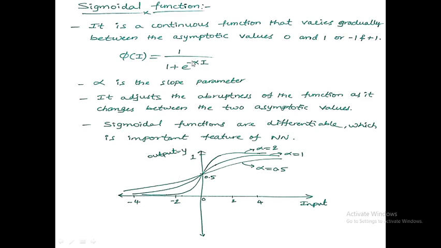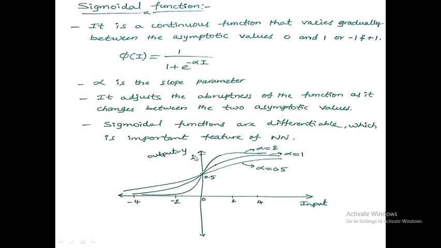Here alpha is nothing but the slope parameter. By varying this alpha value, the slope of that curve will change. Capital I is nothing but the input. First you adjust the slope value, then by changing the input value with that corresponding slope, you will get the output waveform.